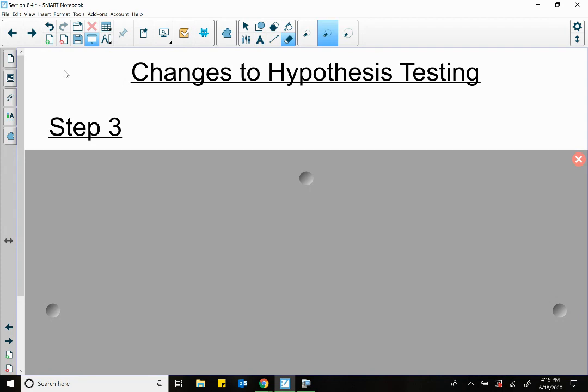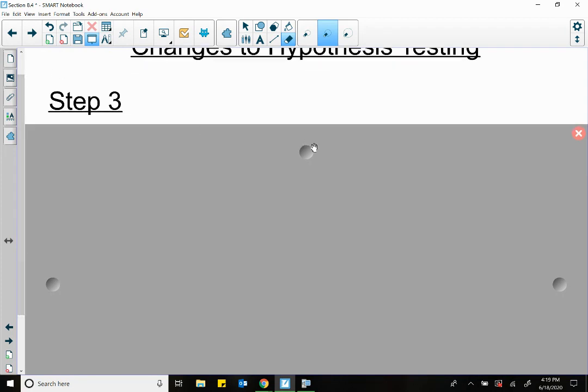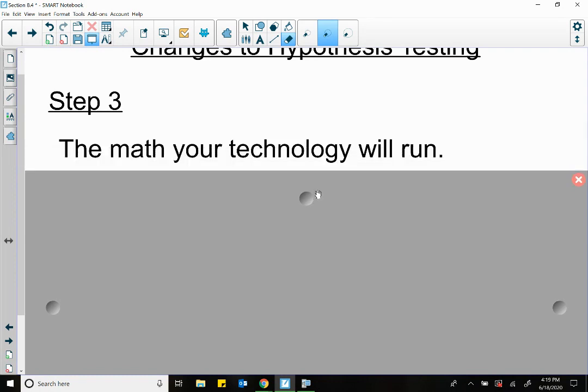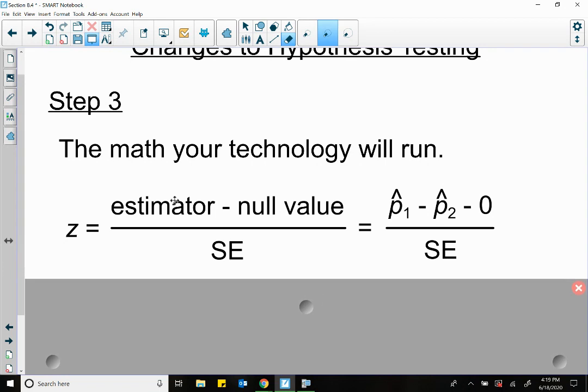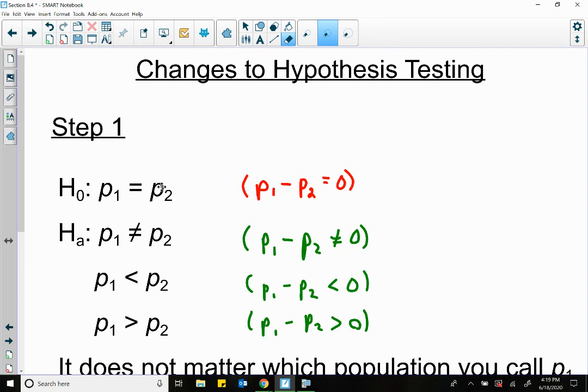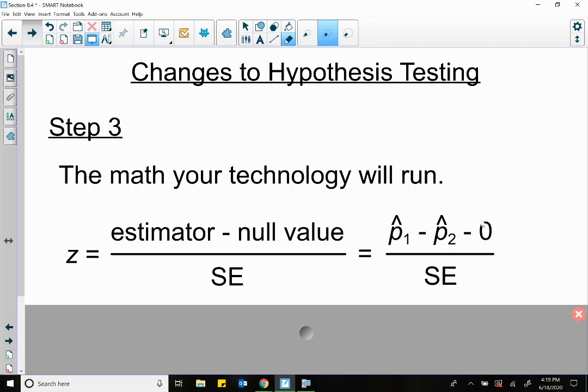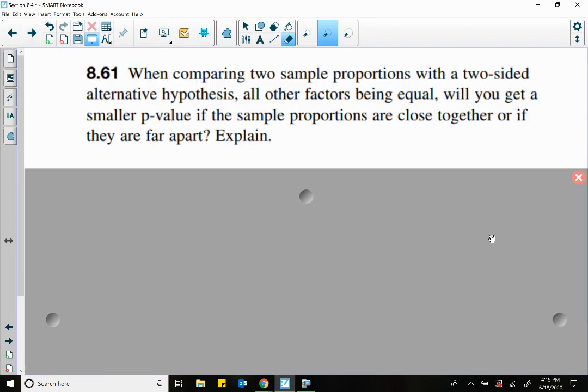So let's talk about the math that's happening. The first thing is you want to figure out your Z statistic. This is the math that your technology is running. In order to find your Z statistic, you take your estimator minus the null value. The null value says that they're equal, so when you subtract those two, you get 0. That's where this 0 you see in here is coming from, because P1 minus P2 is 0.